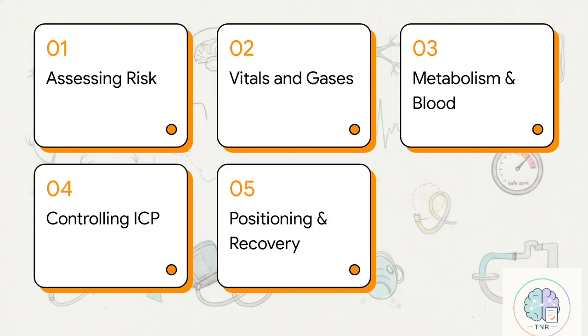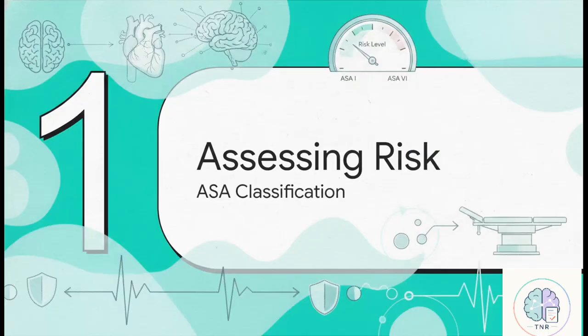To make sure we clear up every concept, we're moving systematically through 5 distinct chapters: assessing risk via ASA classification, managing vitals and gases, metabolism and blood composition, controlling intracranial pressure, and finally, patient positioning and recovery. Let's jump straight into Section 1, assessing risk using the ASA classification.